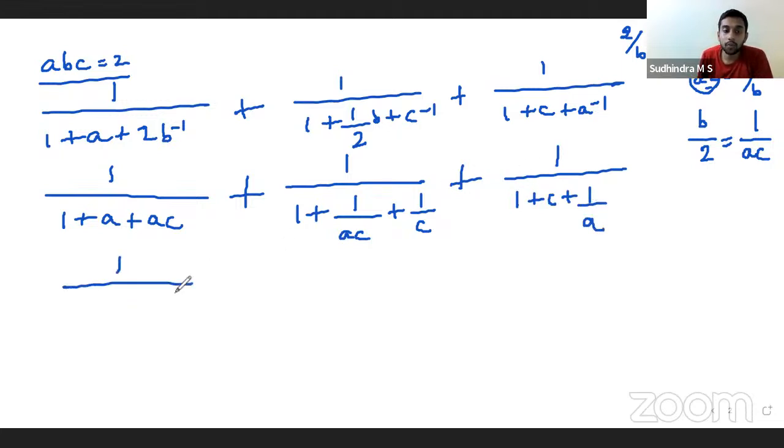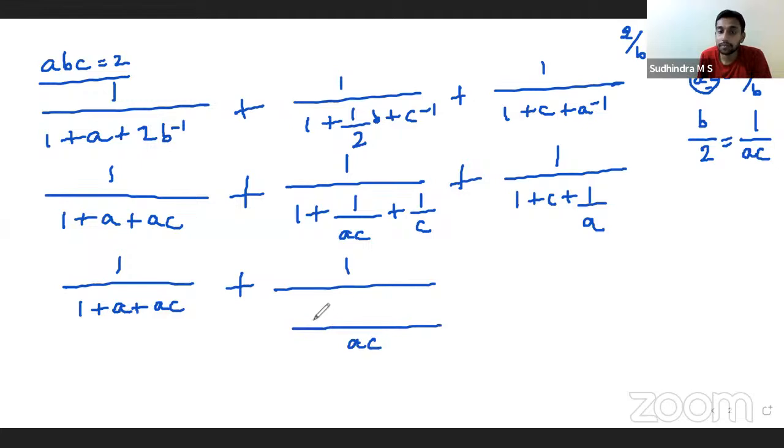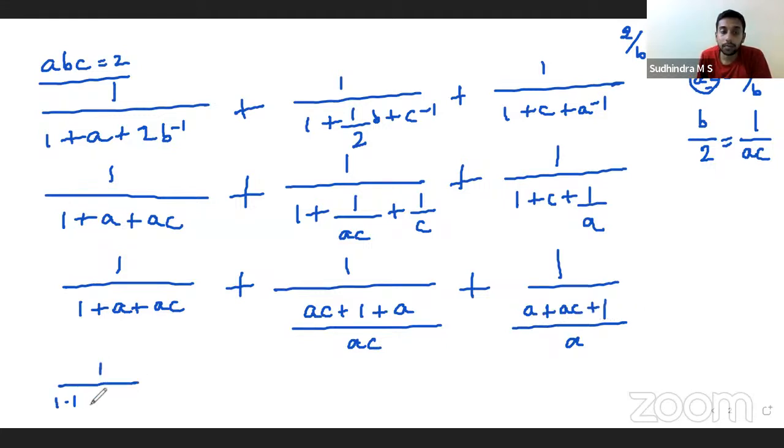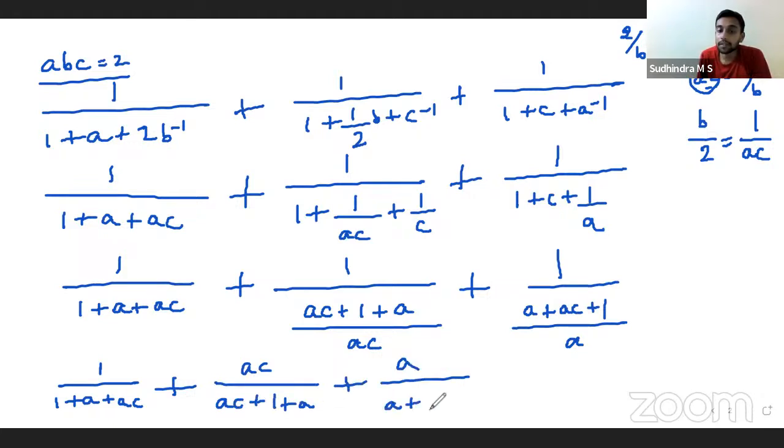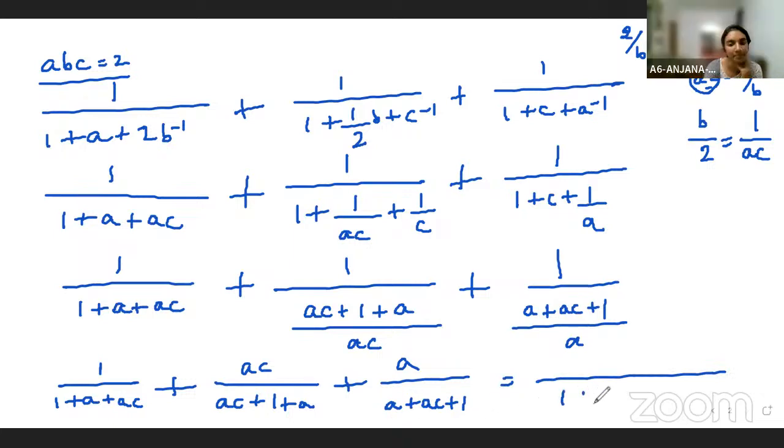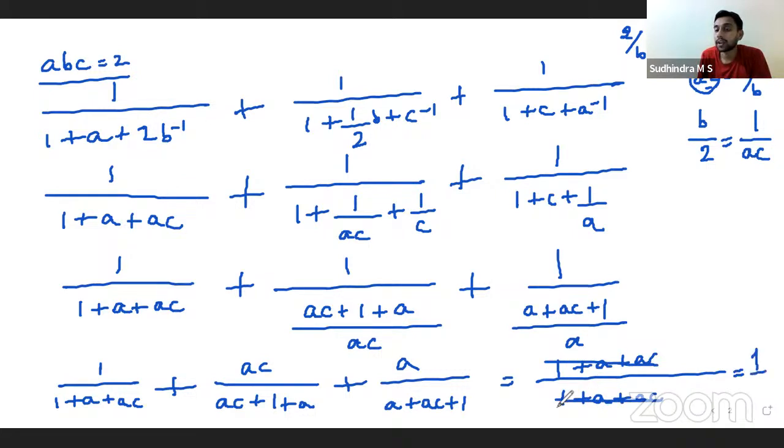Now further simplify this. 1 divided by 1 plus a plus ac, plus 1 divided by, I'll take ac as LCM, ac plus 1 plus a, plus 1 divided by, I'll take a as LCM, a plus ac plus 1. Further simplifying, 1 divided by 1 plus a plus ac, plus ac will go to the top, ac divided by ac plus 1 plus a. Again, a will go to the top, a plus ac plus 1. Now in all three, the denominator is the same, 1 plus a plus ac. I have to just add the numerators: 1 plus a plus ac. We get 1 as the answer.